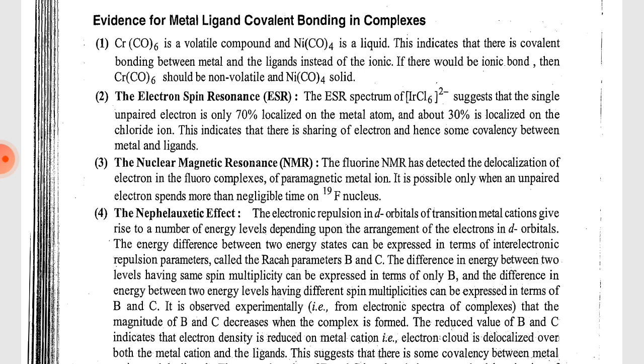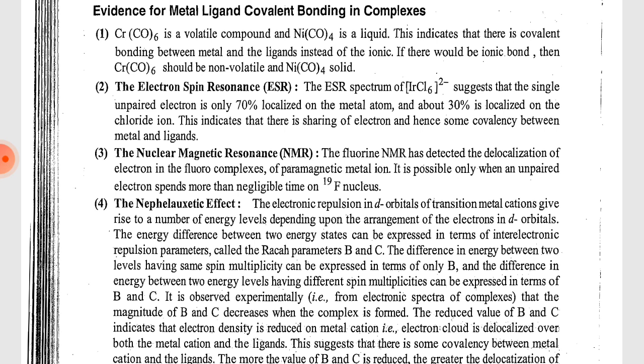If there were ionic bonding, then chromium hexacarbonyl should be non-volatile and nickel tetracarbonyl should be solid. Second, the electron spin resonance, ESR. The ESR of IrCl6 2- suggests that the single unpaired electron is only 70% localized on the metal atom and about 30% is localized on the chloride ion. This indicates that there is a sharing of electron and hence some covalency between metal and ligand.